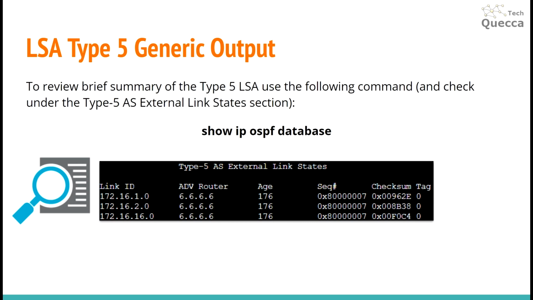To review a brief summary of the Type 5 LSA, use the following command: show ip ospf database. Then you can go to the section Type 5 AS External Link States, and here you can see Type 5 LSAs: link ID, advertising router, age, sequence number, checksum.